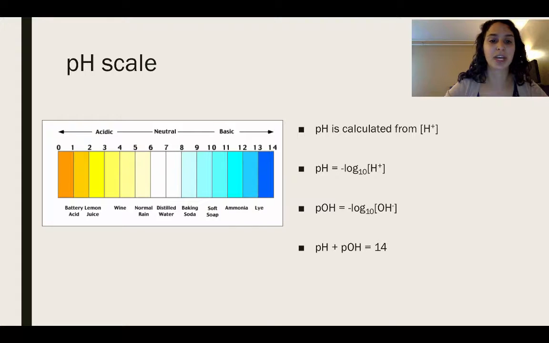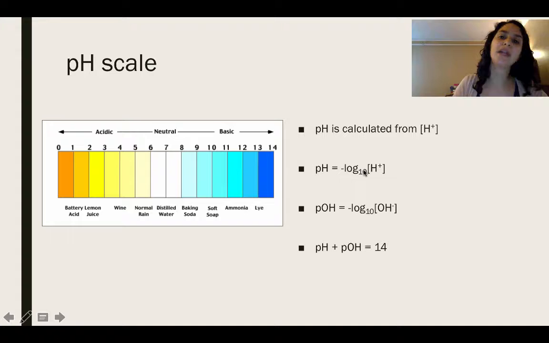Let's talk about the pH scale. We know it goes from 0 to 14. But pH, to get more technical, is calculated from the concentration of the hydrogen ion. So if we look right here, we have our equation for pH. It's the negative log base 10 of the concentration of hydrogen ions. That's how we calculate it.